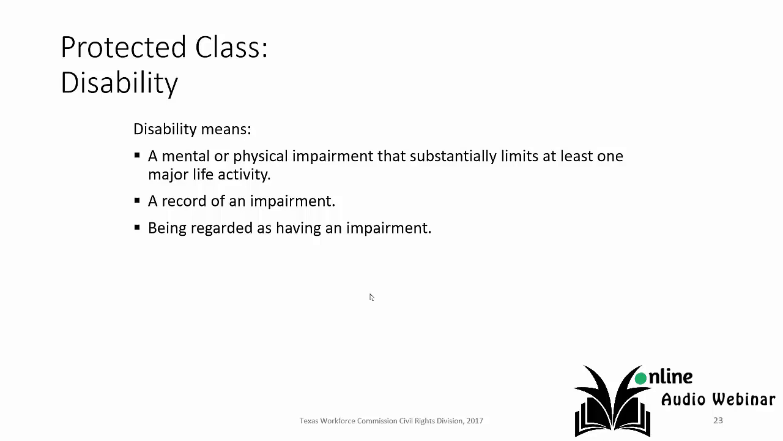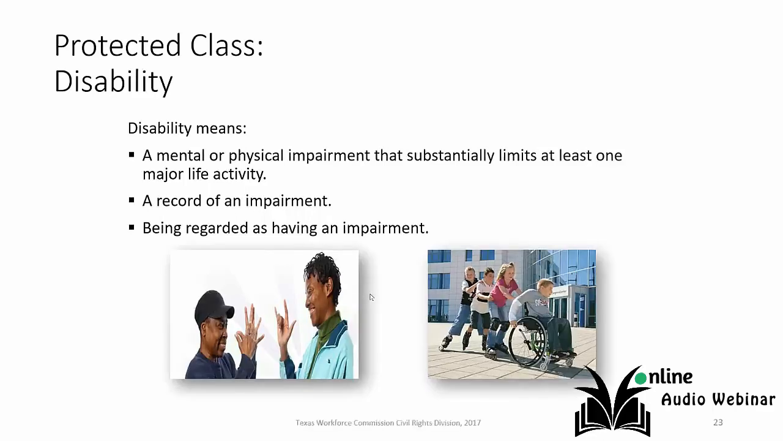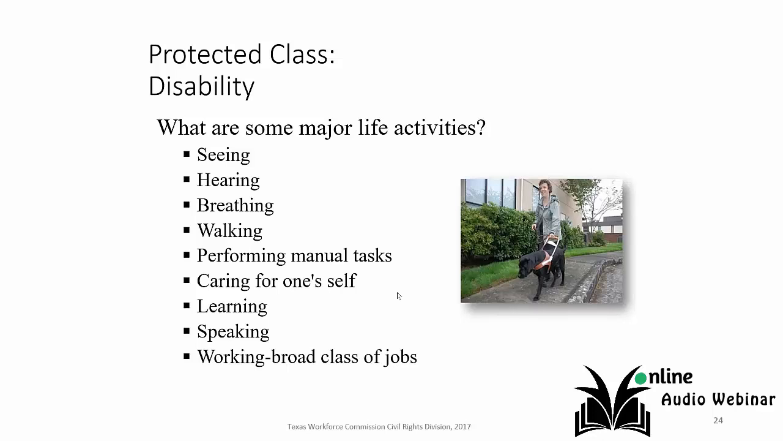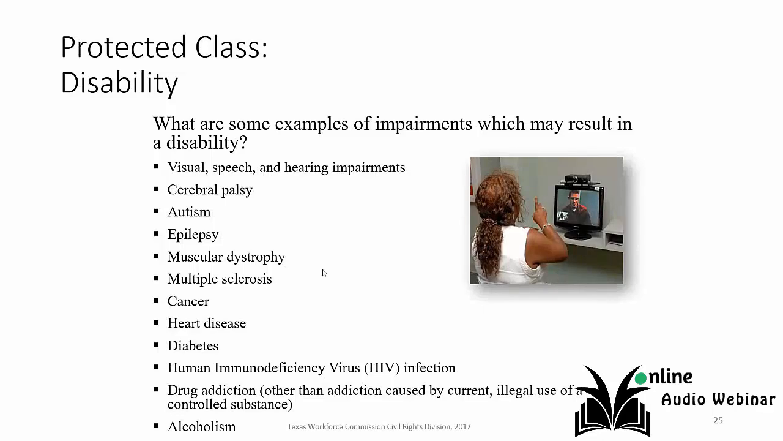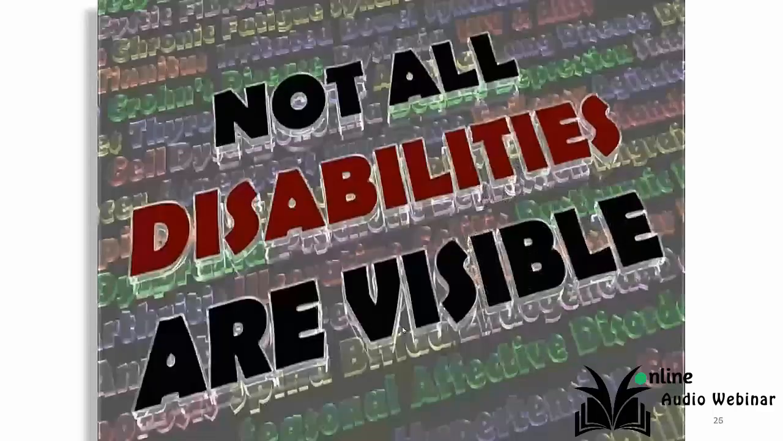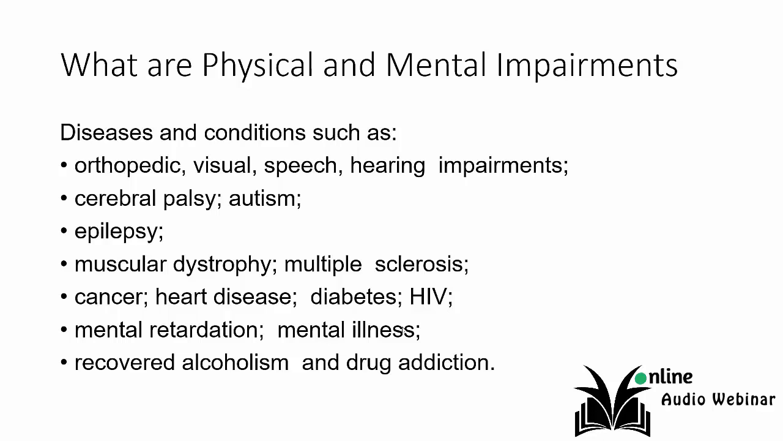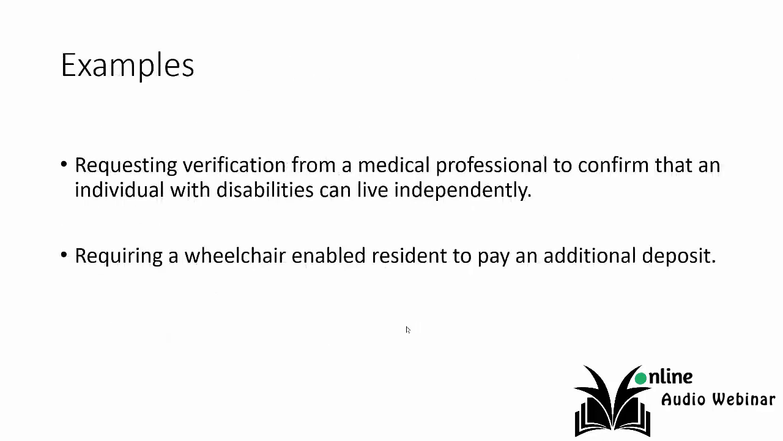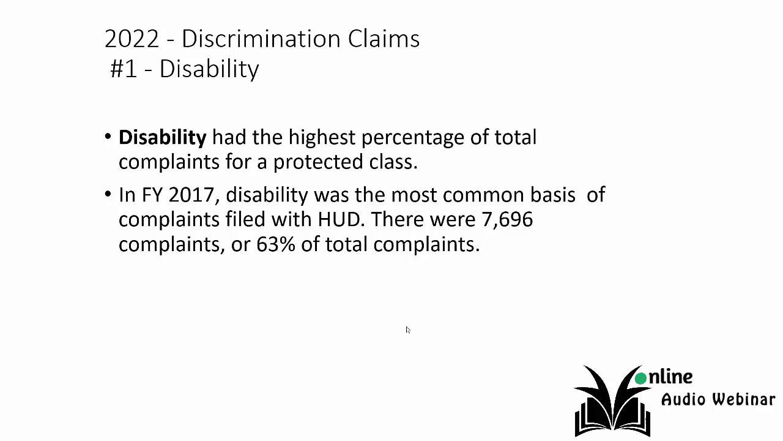Disability means a mental or physical impairment substantially limiting at least one major life activity. And what are some major life activities? Pretty easy. Seeing, hearing, breathing, walking, talking, and the typical disabilities, cerebral palsy or multiple sclerosis, cancer, heart disease, diabetes, anything that may need a reasonable accommodation request because of that disability. Now, not all disabilities are visible. Many of the disabilities are a mental type of disability. So those are there, and you can require verification from a medical professional. Disability had the highest percentage of total complaints.